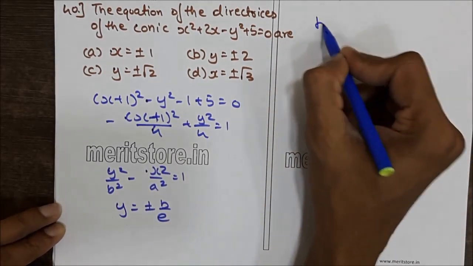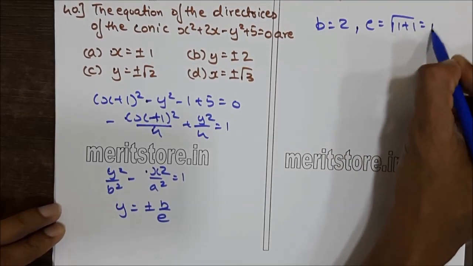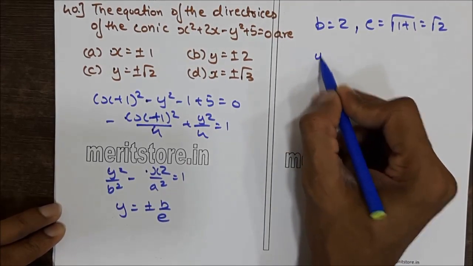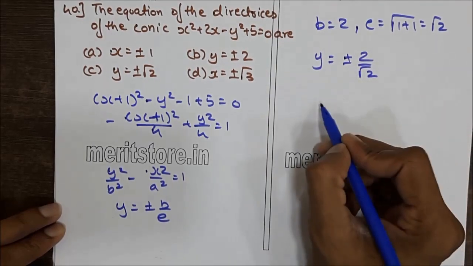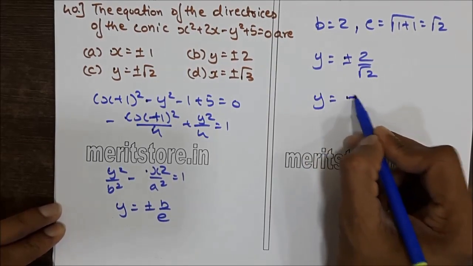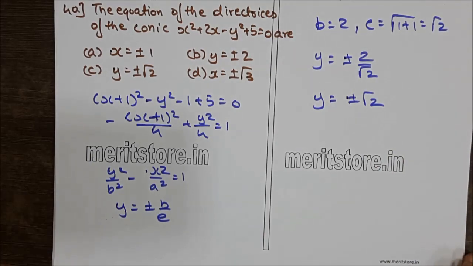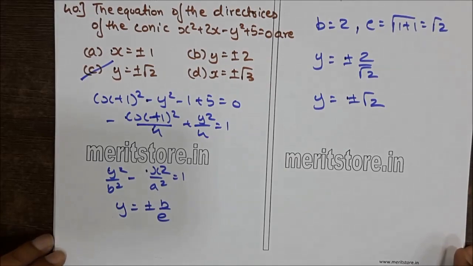Here we have b equal to 2 and e equal to root of 1 plus 1, which is root 2. Hence we get y equal to plus minus 2 upon root 2, which gives y equal to plus minus root 2, which is our option C. Therefore, option C is the correct answer.